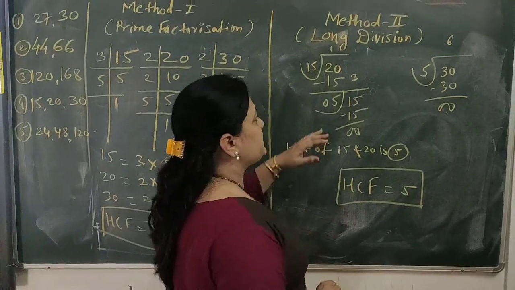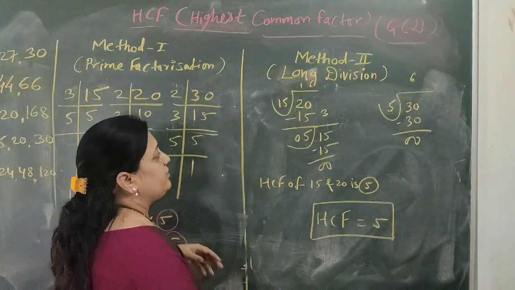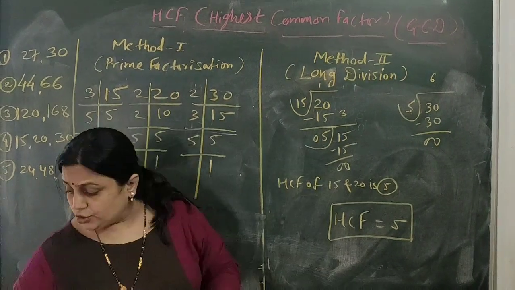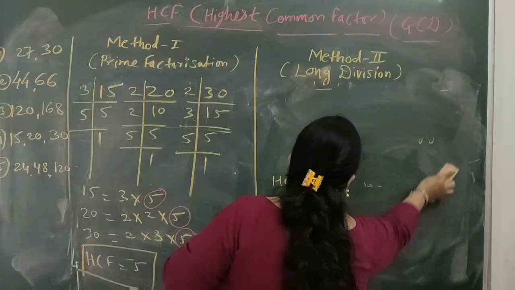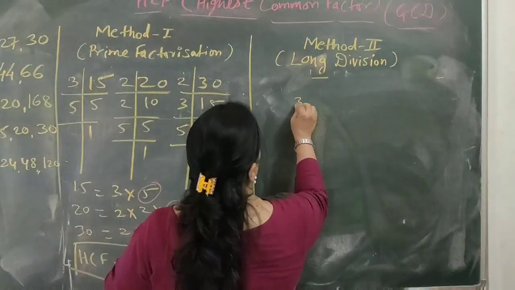So whenever three numbers are there, any two numbers you can check. Okay? If you take 20 and 30, that is also okay. I will show you that method also. See, if we take 20 and 30 first, that is also okay.